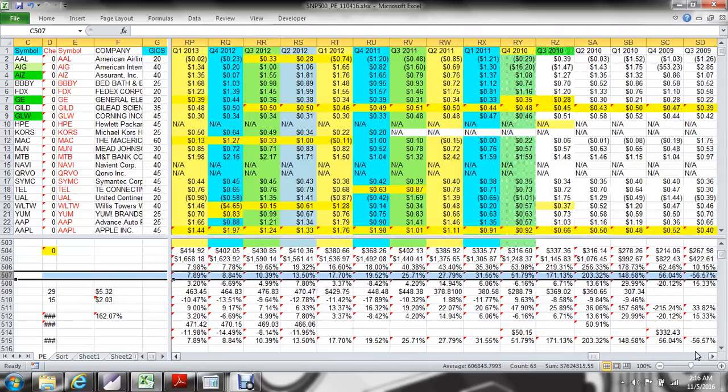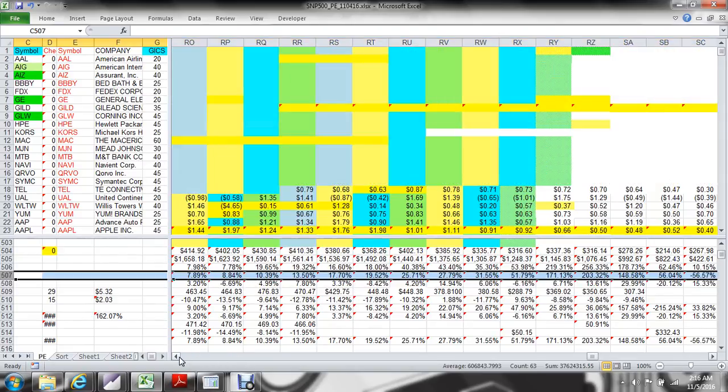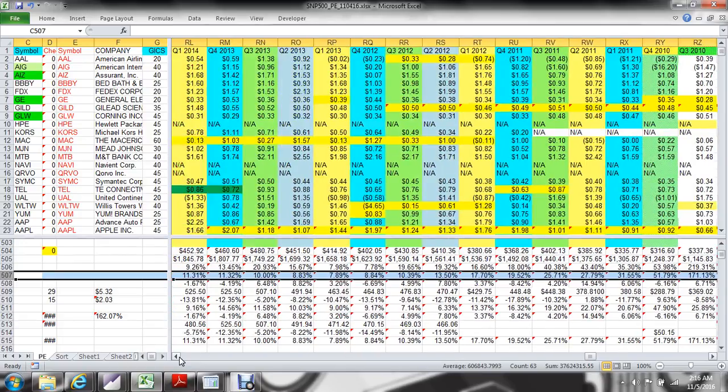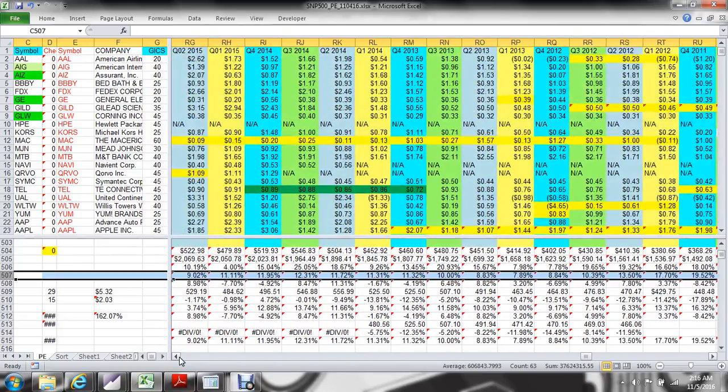or in double digits or even in triple digits in the beginning of the rebound from the crash lows. Earnings increased very quickly here. They were very low, but they increased very quickly. But we've seen a steady, pretty steady double-digit earnings growth until recently.